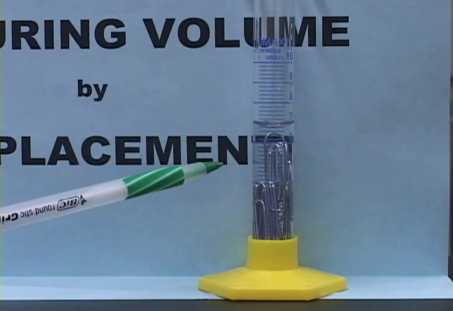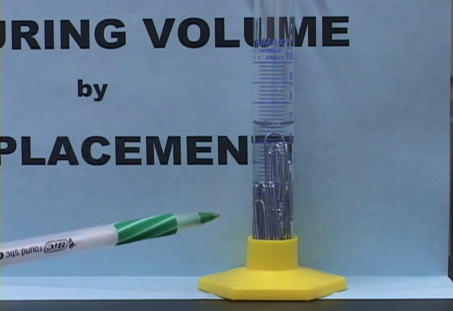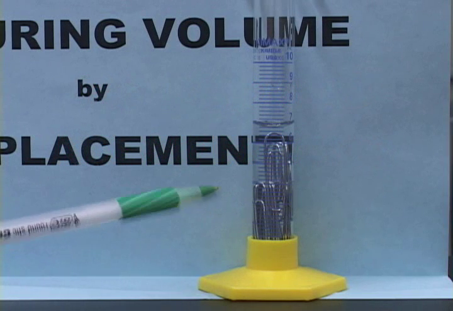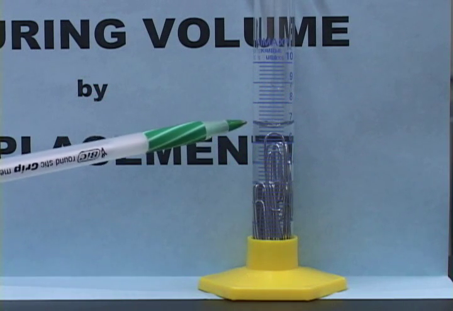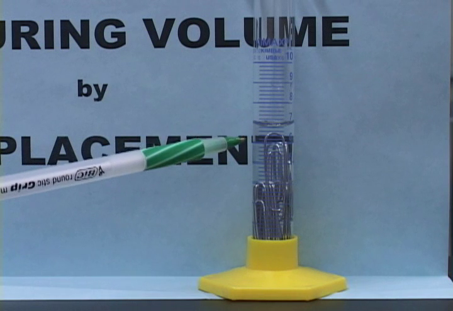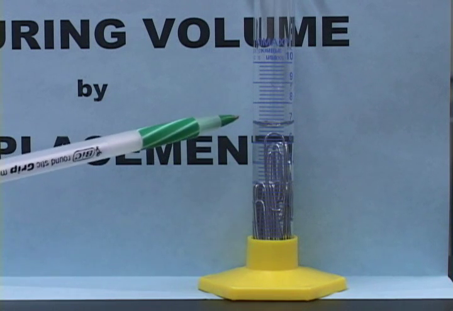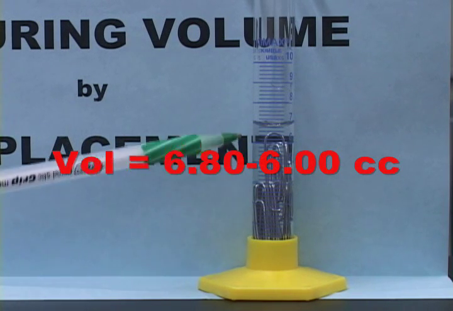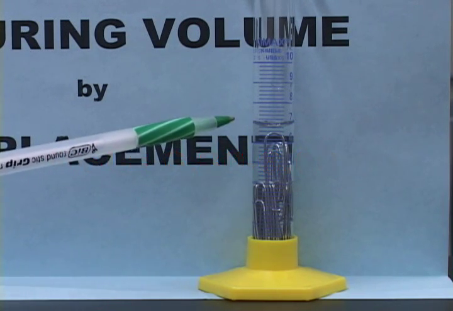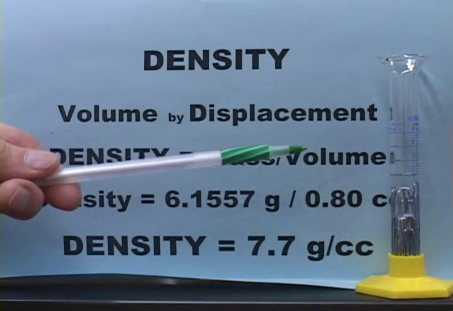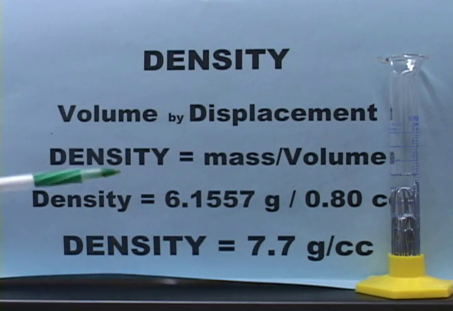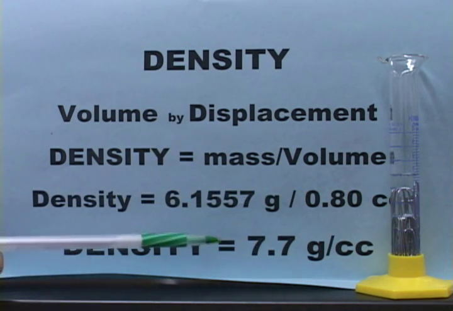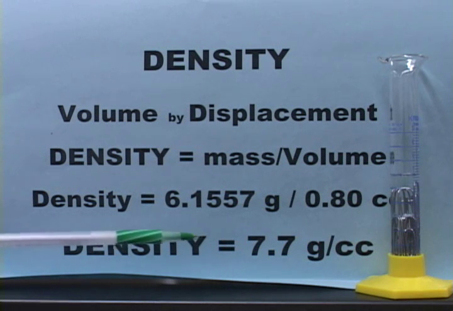We've now put the 14 paper clips into the graduated cylinder. We're very careful to make sure that there were no bubbles. We made sure that all of those bubbles got out, and now you can see the level of the liquid is no longer at 6.00 but 6.80. So the volume of these paper clips is 0.80 cc's. The density of these paper clips then is given simply by their mass divided by the volume of the water that they displace, which is about 7.7 grams per cc.